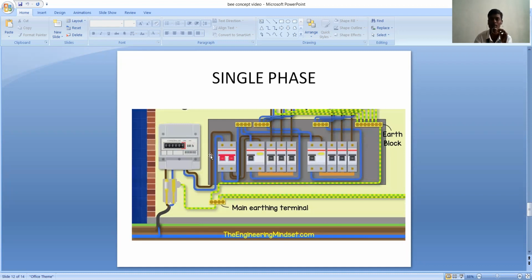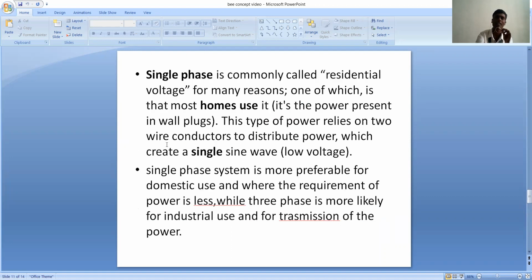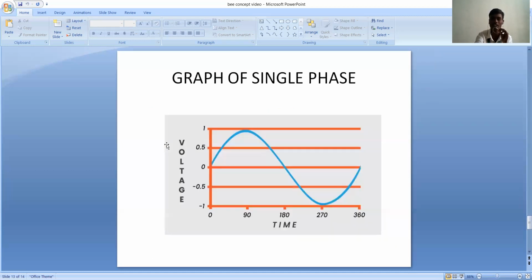This is a small diagram of a single phase, which contains the main earthing terminal, earth block, and the meter. This is about the advantage of a single phase. The main advantage is cost, and the maintenance is low. And this is a graph of a single phase, friends. This shows voltage, meaning the amplitude of the wave, against time. In the three phase system, we observe three curves because there are three waves. But in single phase we require only one wave because only one wire is required for power transmission. It starts from neutral and goes up and down.